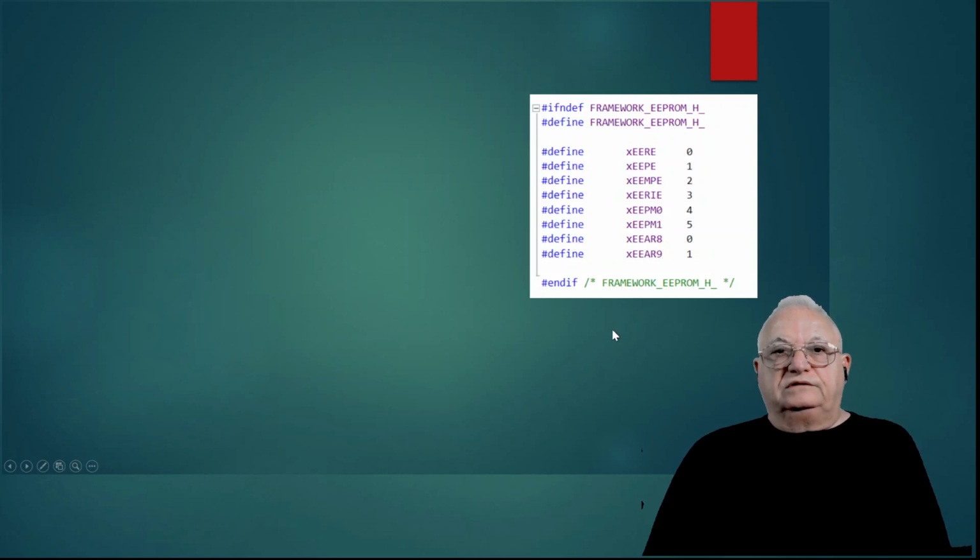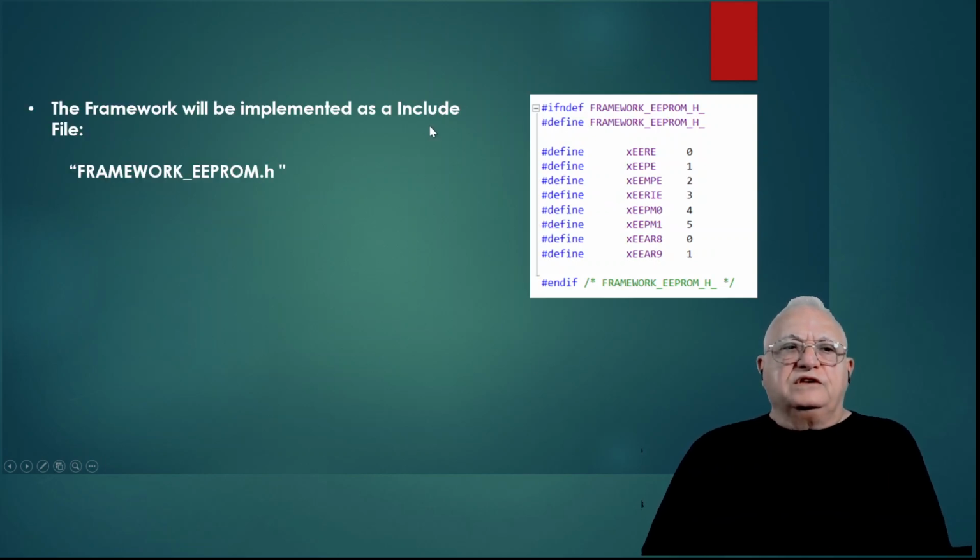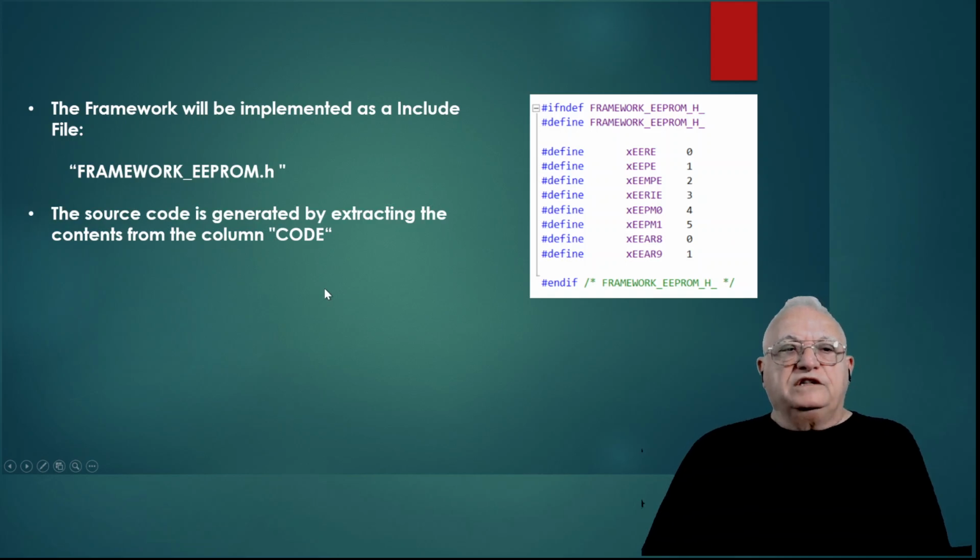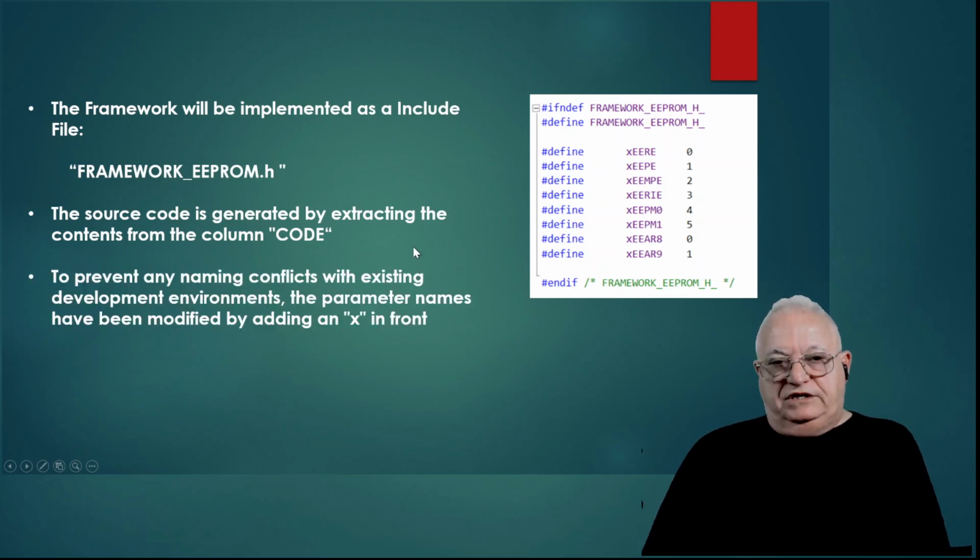The framework will be implemented as an include file, which is going to be the framework EEPROM.h, and you can see here what's going to be contained in the framework. The source code is generated by extracting the contents from our column code. All this came from our column code, and we developed that based on the information from the data sheet.